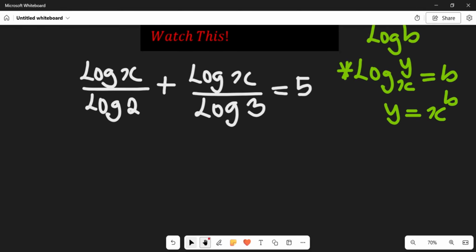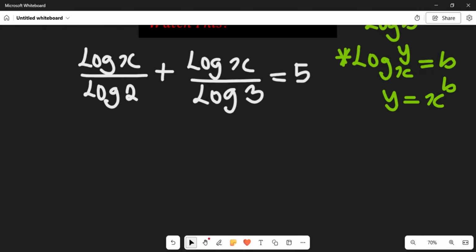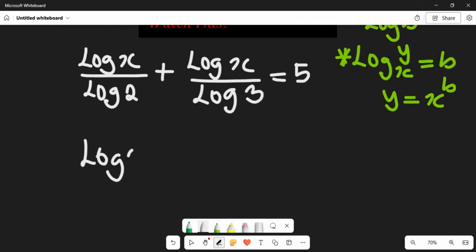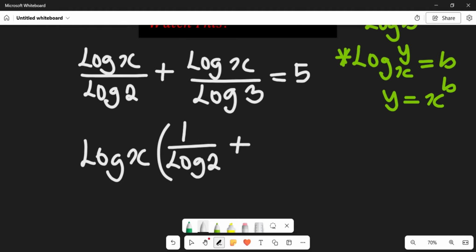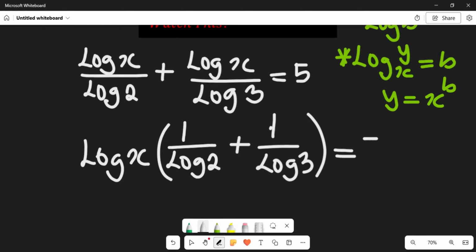Great. Now at this point, you can see that we can easily isolate log of x because we have both having the same numerator, right? So we're going to isolate log of x, which is the common numerator, and this will give us 1 divided by log 2, plus 1 divided by log 3, and this will be equal to 5.